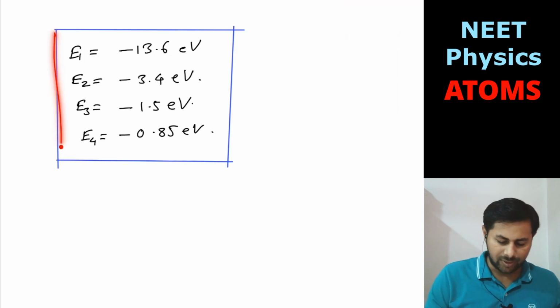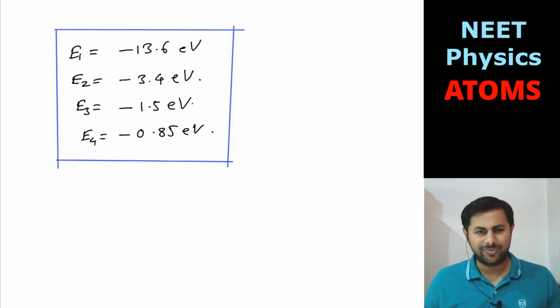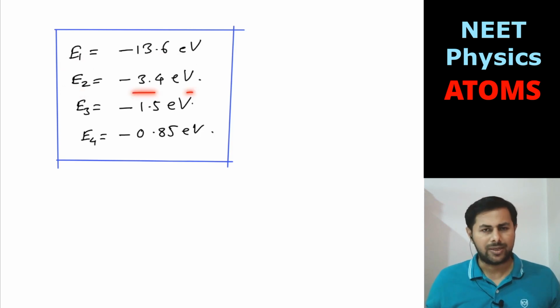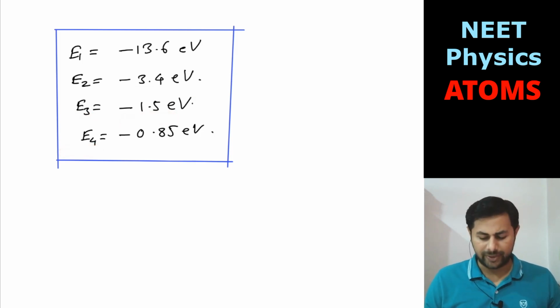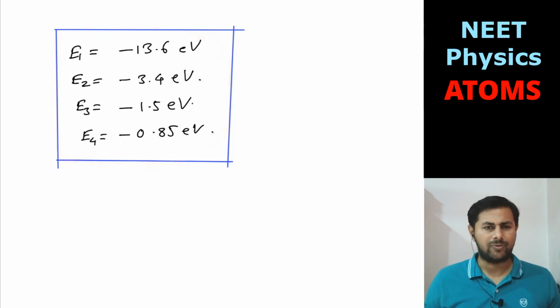Then it's better to remember the energies of the first 4 orbits of the hydrogen atom. The energy of the first orbit is minus 13.6 electron volts, the second is minus 3.4 electron volts, the third orbit is minus 1.5 electron volts, and the fourth orbit is minus 0.85 electron volts. We can calculate it, but it's better if we remember these 4 values at least, because then we need not spend any time in calculations.